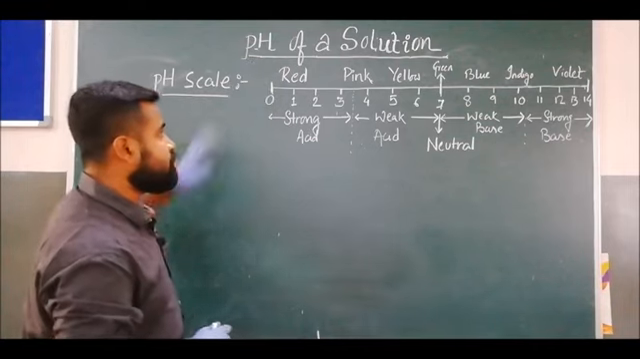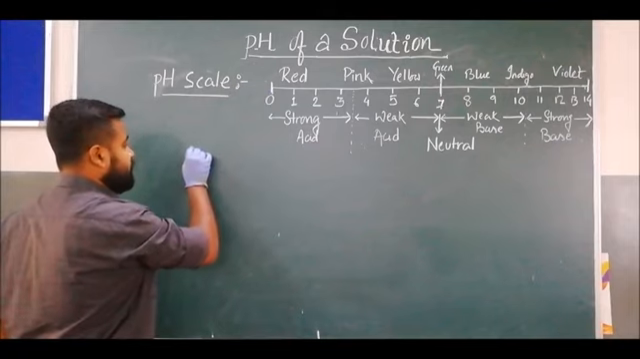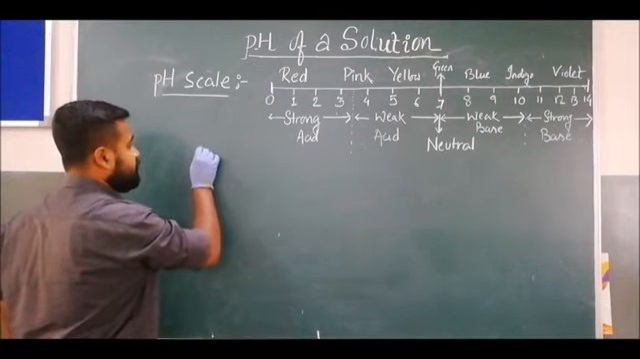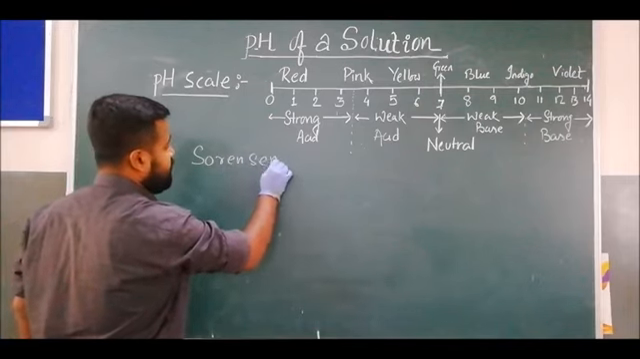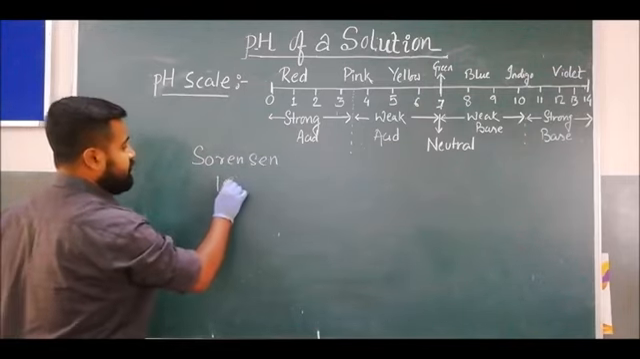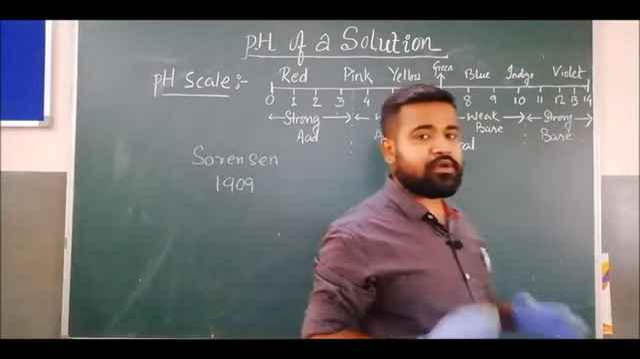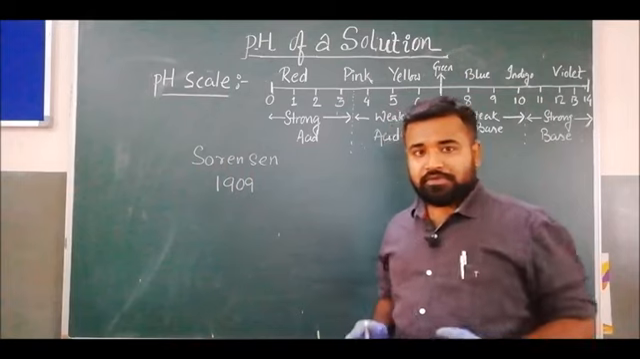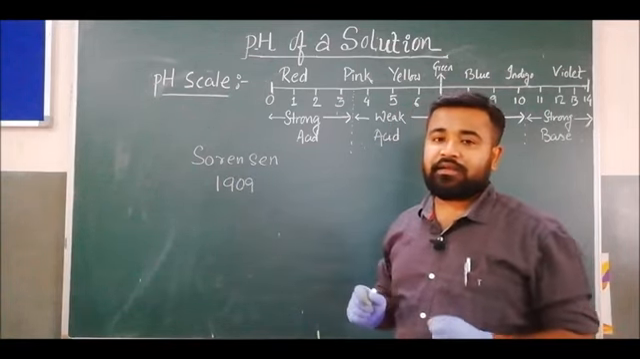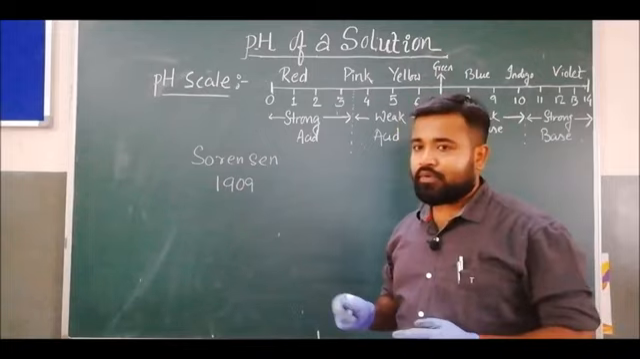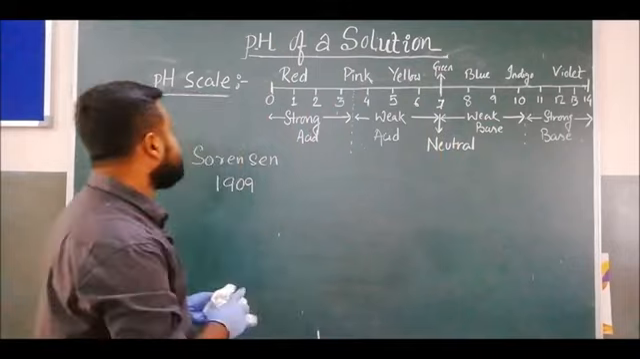So the pH of a solution was first given by the biochemist known as Sorensen, and it was first discovered in 1909. So the pH concept was first given by a biochemist known as Sorensen in 1909. So now we will discuss what actually pH is. What do you mean by pH?